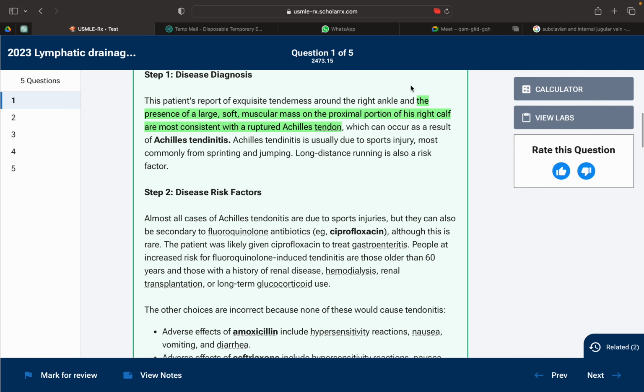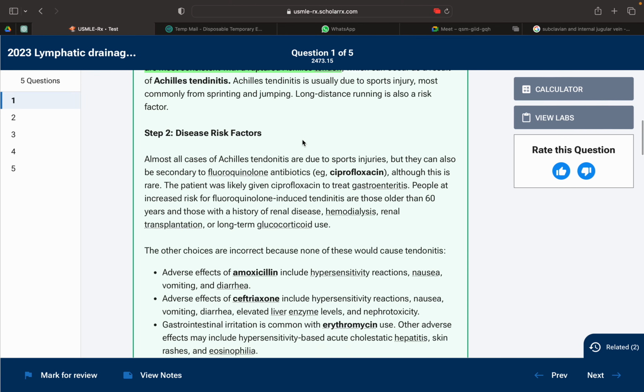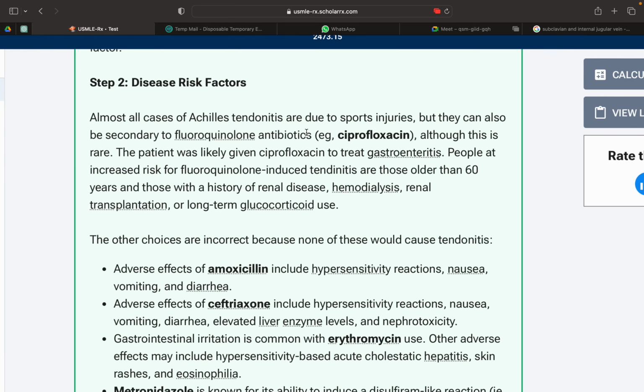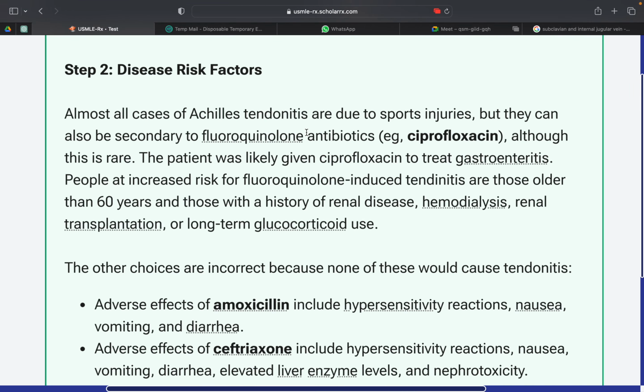So further moving on, this patient's report of exquisite tenderness around the right ankle and the presence of a large soft muscular mass on the proximal portion of his right calf are most consistent with a ruptured Achilles tendon, which can occur as a result of Achilles tendonitis, that means inflammation of the Achilles tendon. Achilles tendonitis is usually due to sports injury, most commonly from sprinting and jumping. Long distance running is also a risk factor. So further moving on, read this disease risk factor. I want you to read this because it will get stuck in your mind by reading this.